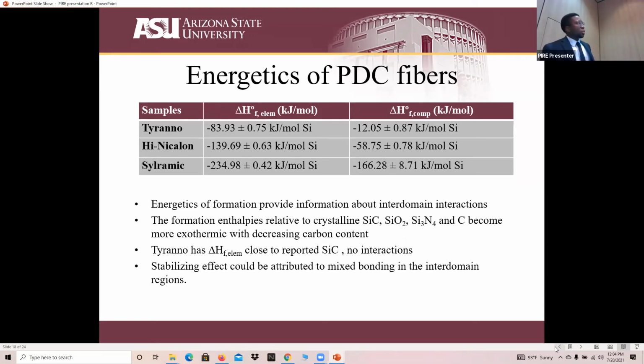And we can see that Tirano has a value that's close to 0. It could have been closer, and the deviation could be attributed to errors in the compositional measurements or in the reported enthalpy of formation of silicon carbide, which was used to calculate the enthalpy of solution of pure silicon carbide. Yet we can say that in Tirano, we have very weak or even no interaction between the different nanodomains. And it's a different story for high nickel and ceramic.